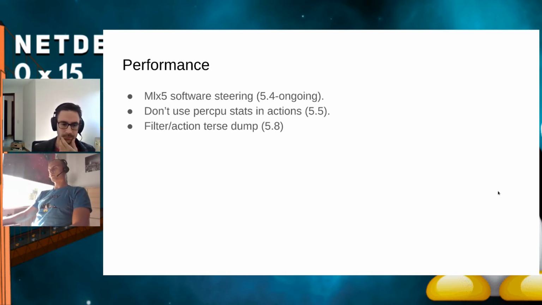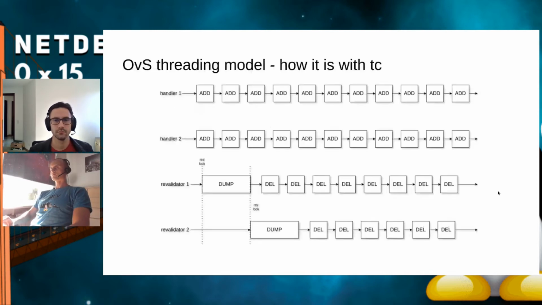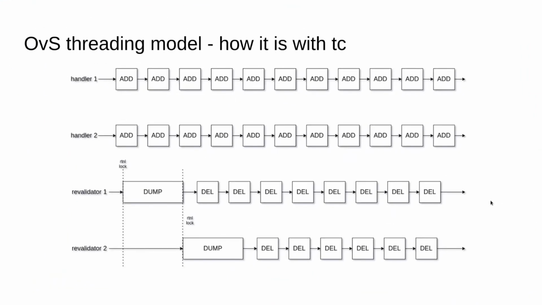And also OVS already had some infrastructure called terse dump that was used by other data paths. So with this, we were able to significantly improve TC performance. You will see performance in the following slides. So how it is with TC now, you can see in these nice pictures. We have fewer dumps because every dump packs more data, and the deletes and adds are fast and run in parallel.